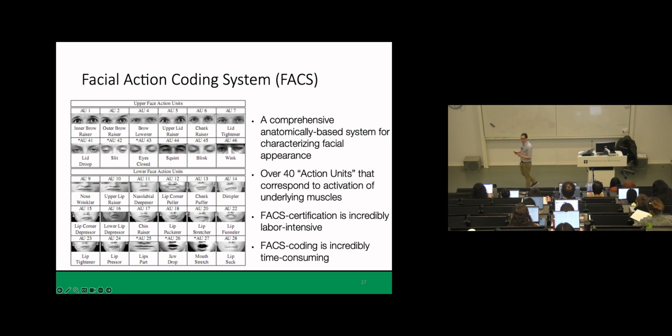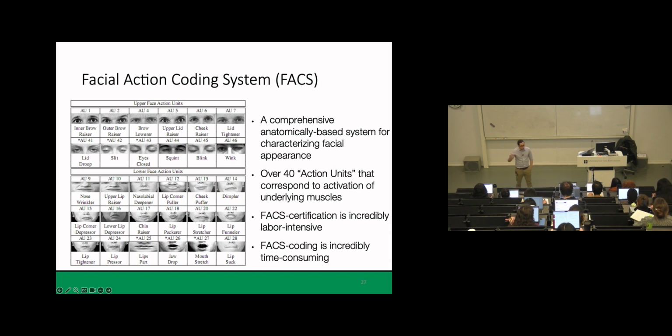So what we do as researchers is we break all of these individual facial muscles down into something called facial action units. And we do this using a system called the Facial Action Coding System. This is a comprehensive, anatomically based system for characterizing facial appearance. Now there are over 40 muscles, so we have over 40 action units.